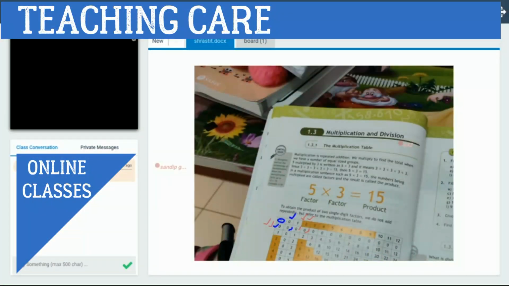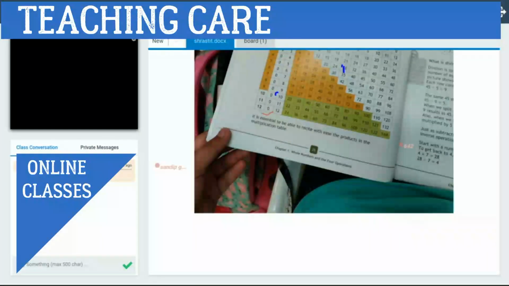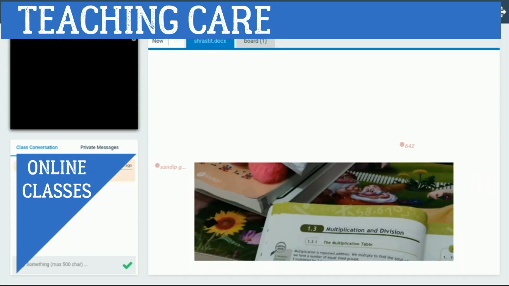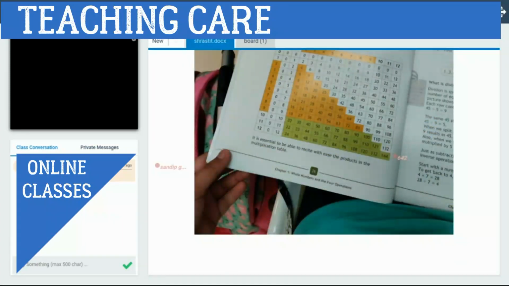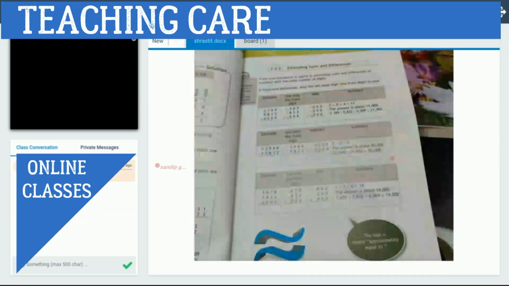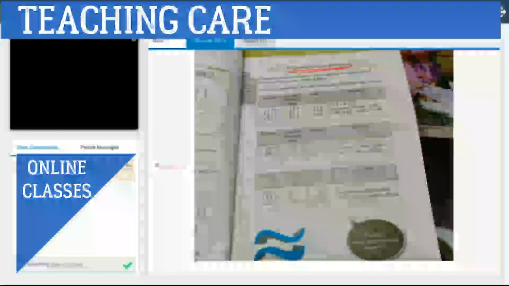Estimating the product, one minute. This page is repeated. What is the first page for this? This is also repeated. I think it has got pasted so many times. One minute. Yes, estimating the sum and differences. This one you were saying, right? I'm feeling a little difficulty. Yes, yes.